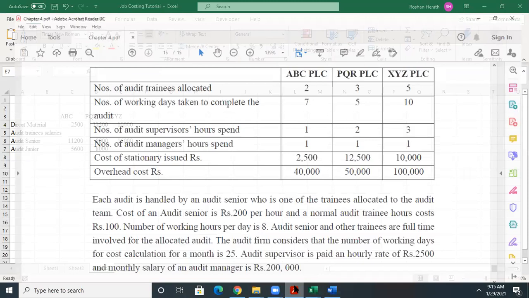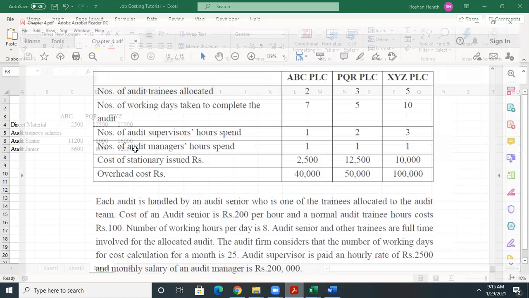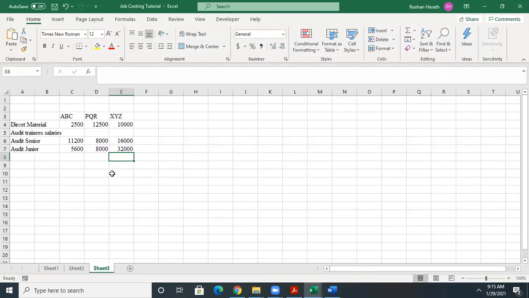Similarly, for XYZ, there are 4 juniors, and it takes 10 days. It's 100, 8 into 10, and that is into 4. So it's going to be 32,000. Okay. So that's going to be the audit trainees' salaries. It's just a computation.